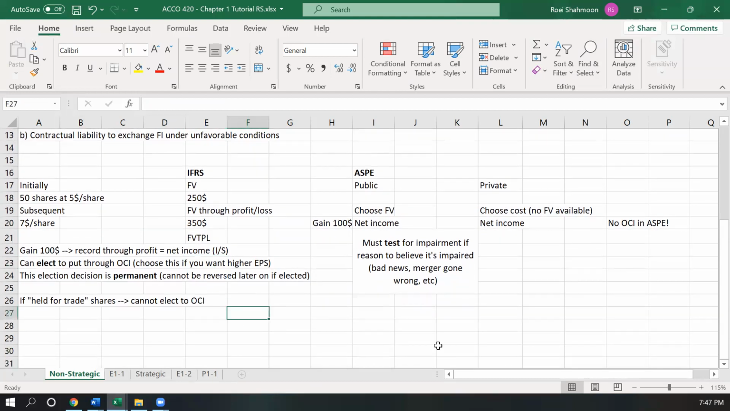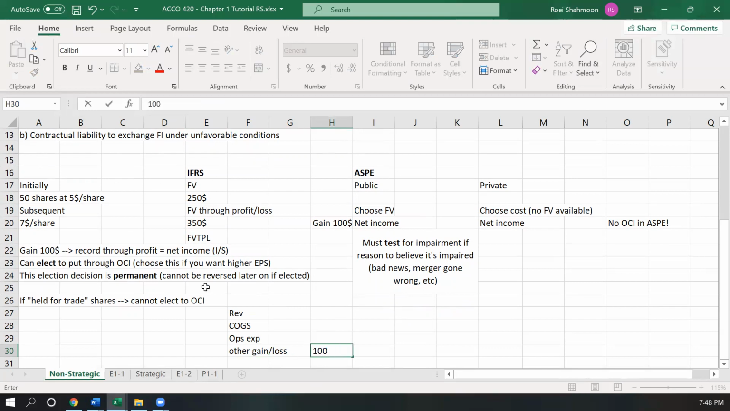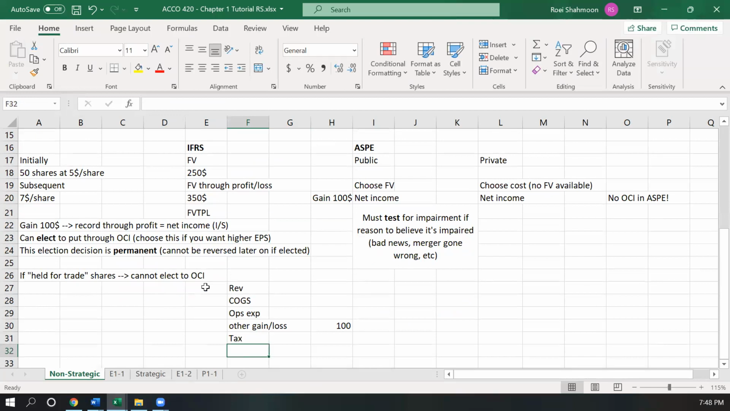If you know your basic income statement, revenues, cost of goods sold, operating expenses, and then we have other revenues or losses, other gains or losses, whatever we want to call it. This $100 will literally go right here, which will affect our net income at the end of the day. So it's going to be XXX plus $100, whatever your net income is after tax, plus this $100 that you're going to add, of course net of tax.